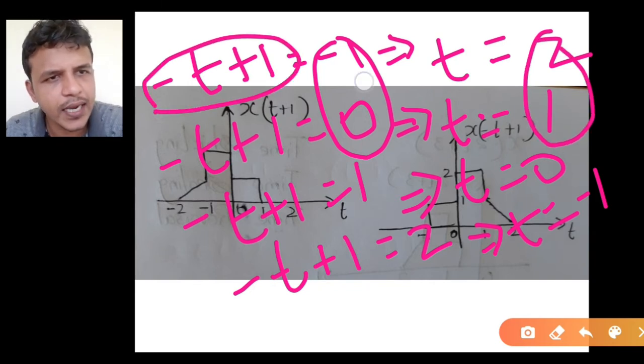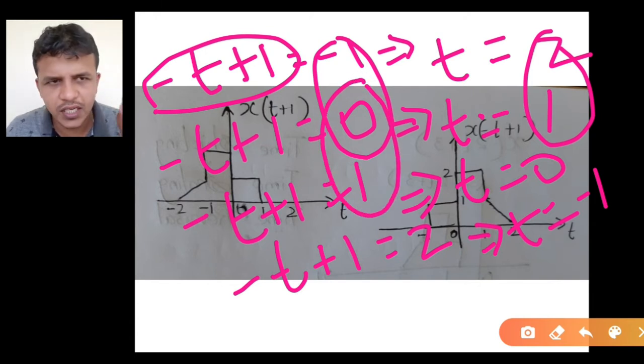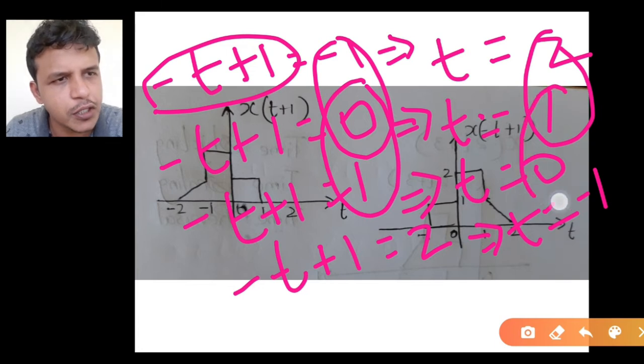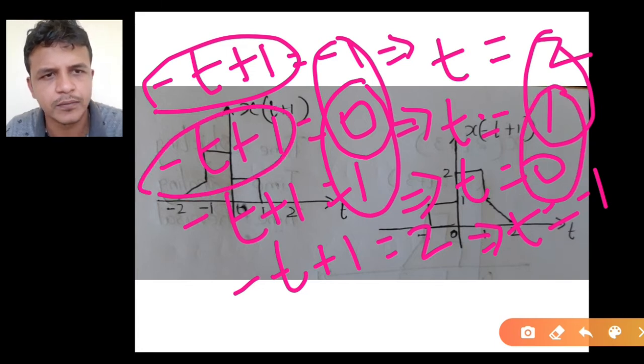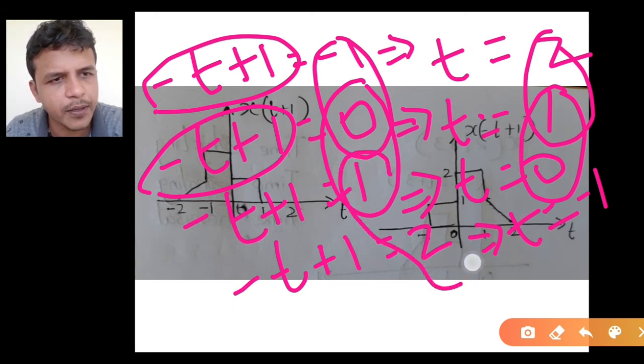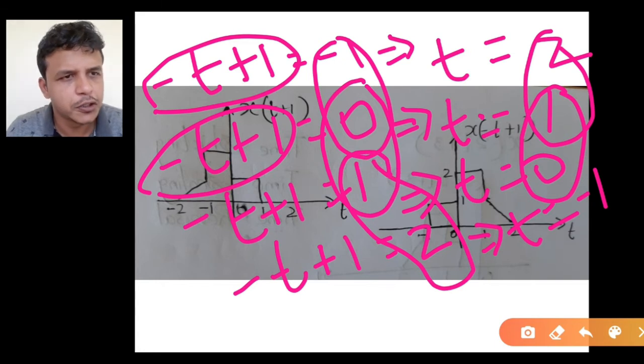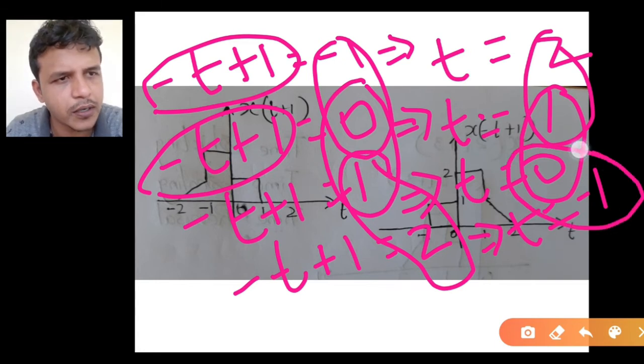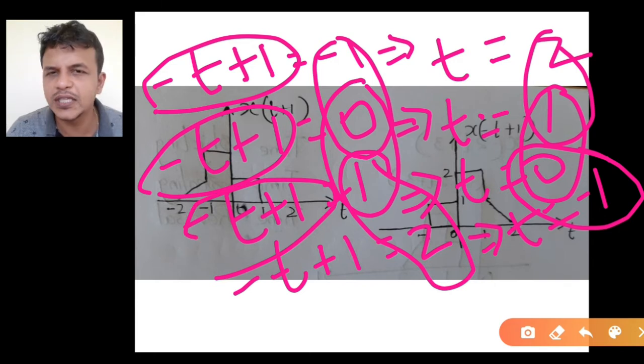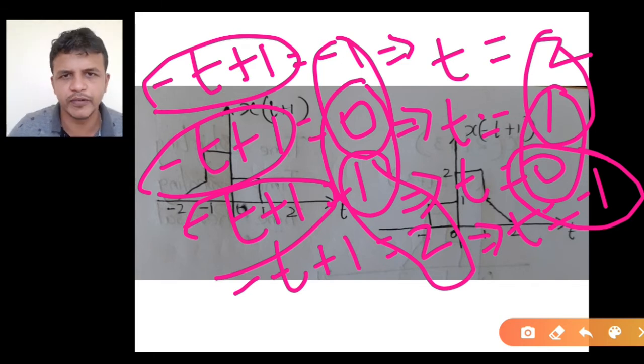The thing that happened between t equal to 0 and 1 for x of t should happen between 1 and 0 for x of minus t plus 1. The signal that happened between 1 and 2 for x of t should happen between 0 and minus 1 for x of minus t plus 1. So in this manner we can conclude. This is the logical operation, and this logical approach we can apply to any problem.